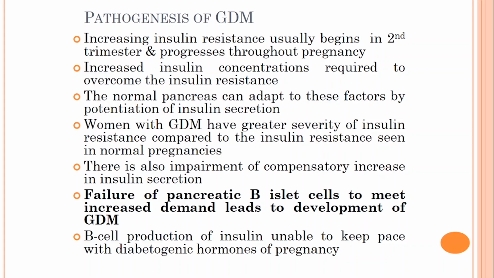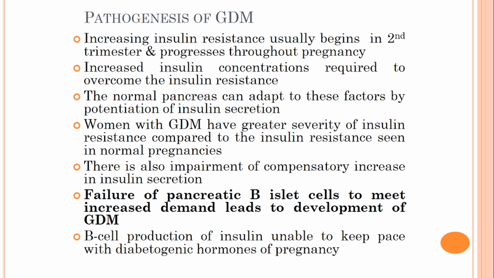Increasing insulin resistance usually begins in the second trimester and progresses throughout pregnancy. Increased insulin concentration is required to overcome the insulin resistance. The normal pancreas can adapt to these factors by potentiation of insulin secretion. Women with GDM usually have greater severity of insulin resistance compared to the insulin resistance seen in normal pregnancy. There is also impairment of the compensatory increase in insulin secretion.